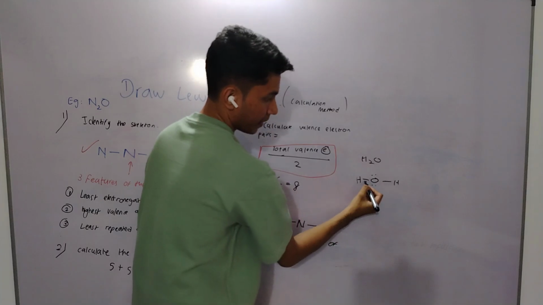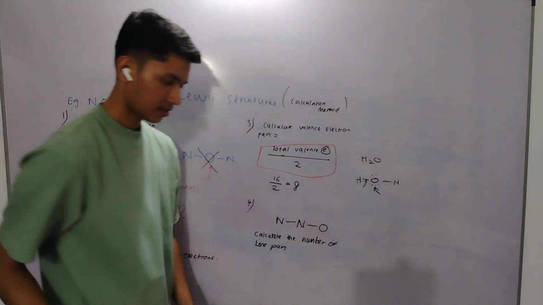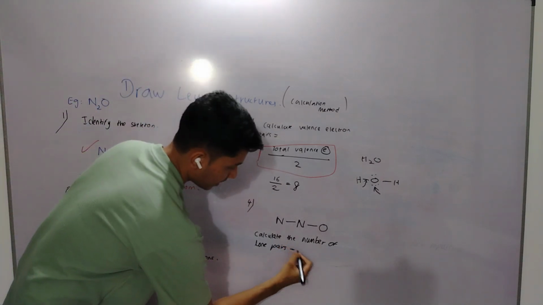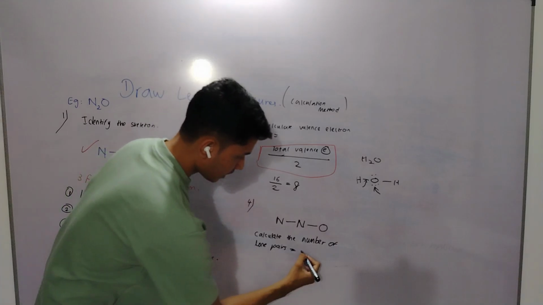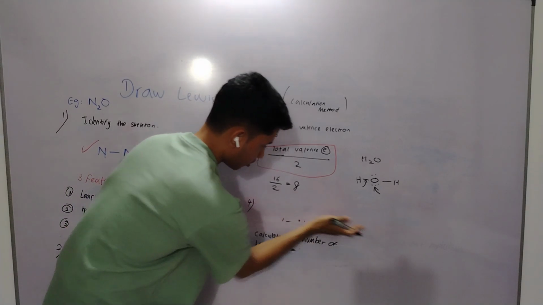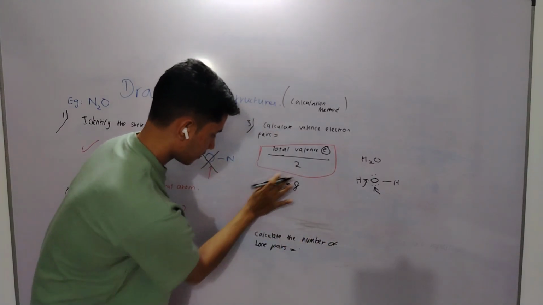So these are bond pairs, these are lone pairs. Understood? Okay, now calculate the number of lone pairs. We don't need to draw this structure for now.